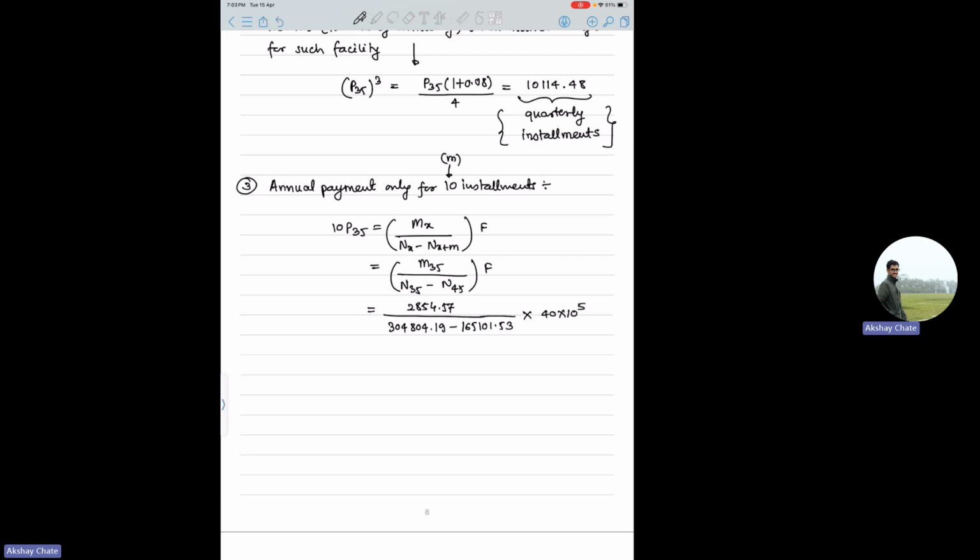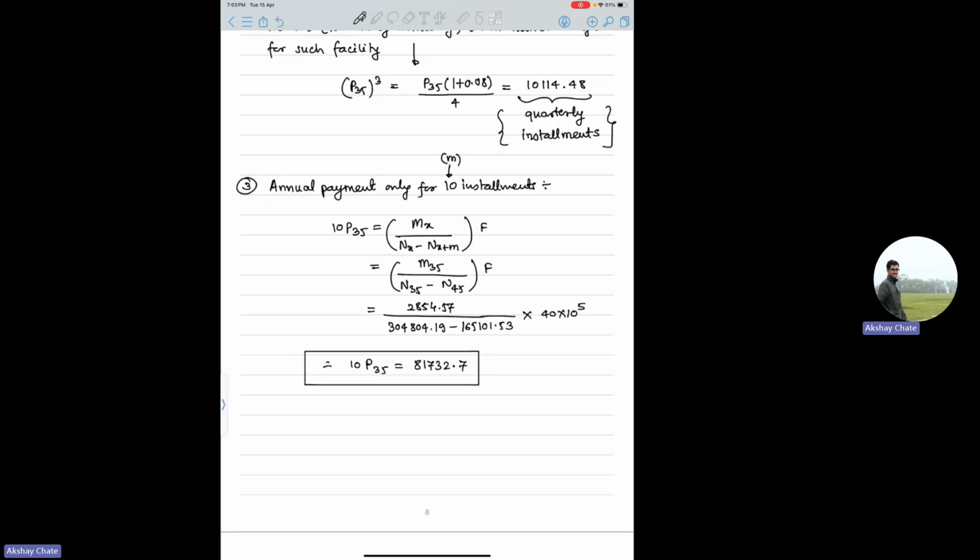So only 10 installments you want to do. In this case, it will be 40 lakhs into 2854.57 divided by 304,804.19 minus 165,101.53. So these installments come out to be 81,732.7.